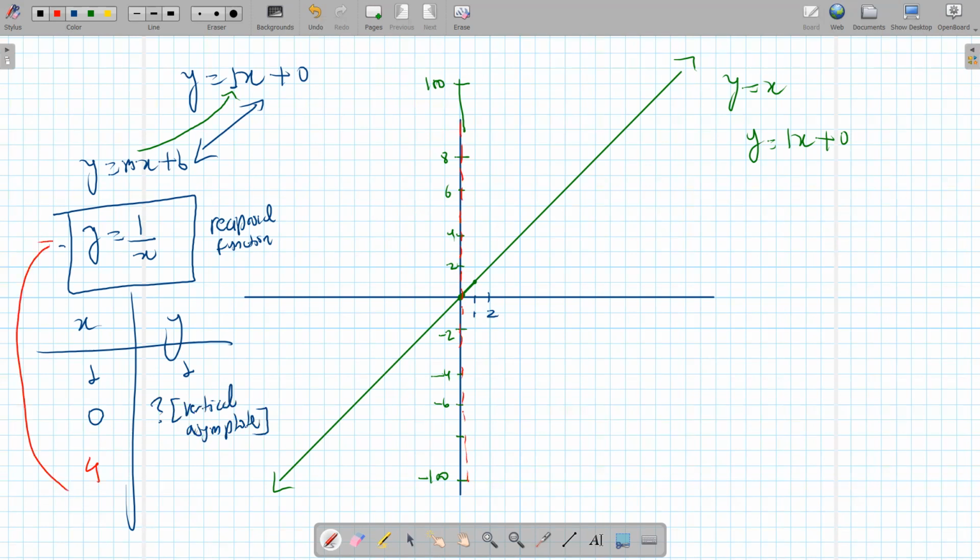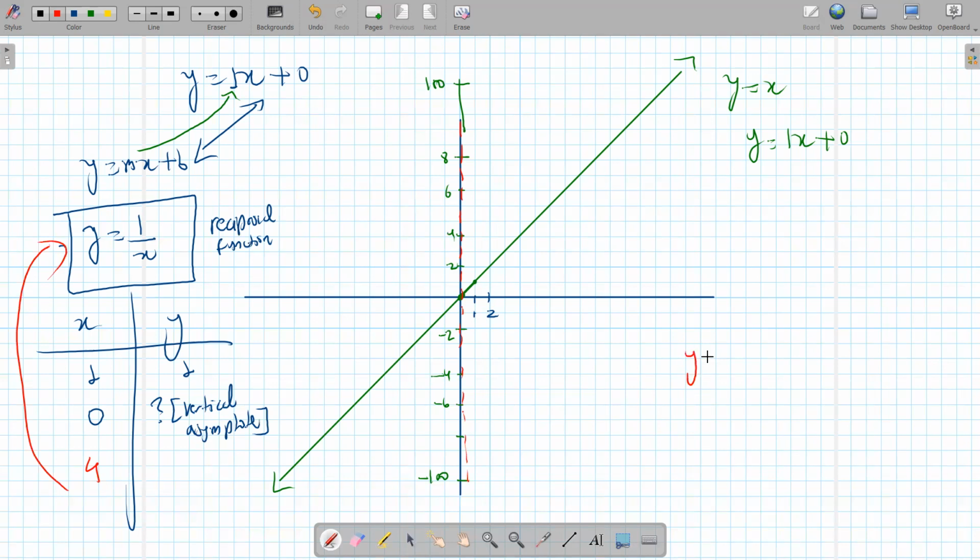Again, this is our function, 1 over x. You would just get 4. No, 1 over 4. 1 over 4, right? It'll be 0.25 or 1/4.